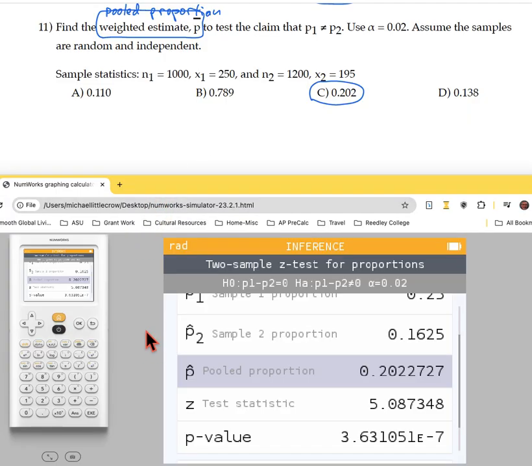All right, so that's question 11. That takes us all the way through the practice test.